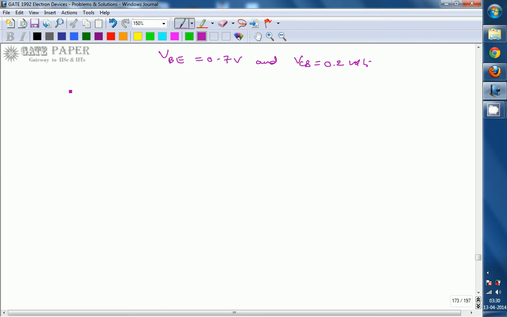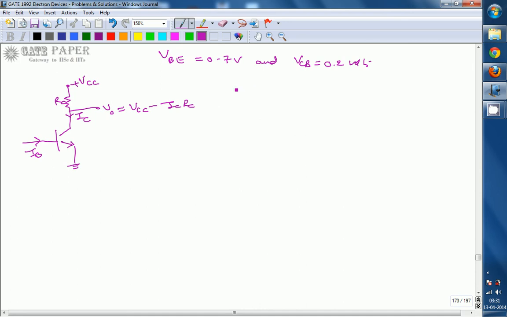Let us assume a common emitter transistor. This is an NPN transistor in common emitter mode. The current flowing through the base is indicated as IB and the current flowing through the collector is indicated as IC. This resistance is RC, and the supply voltage connected is VCC. So V0 can be written as VCC minus IC RC.